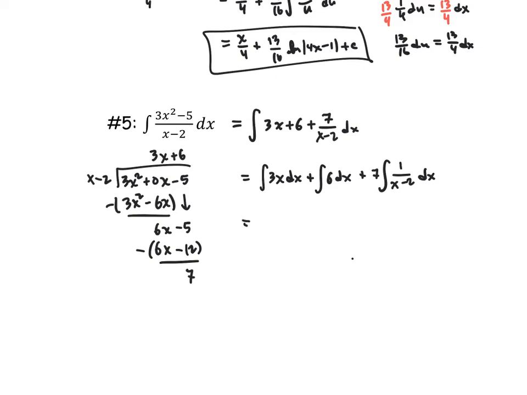Okay, these are really nice to work with. This will be 3x squared over 2 plus 6x plus 7 times the natural log of x minus 2 plus c. There you have it, guys. That's long division and partial fraction decomposition with a little treat there involving completing the square.